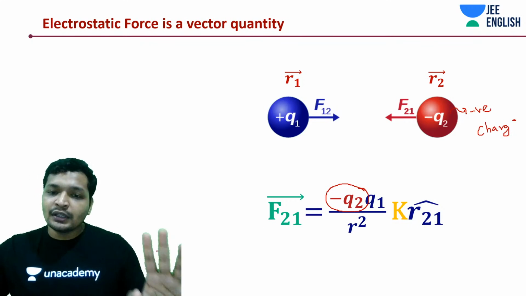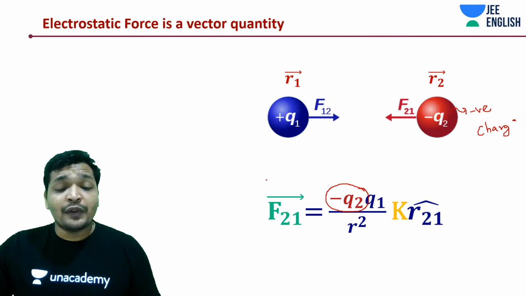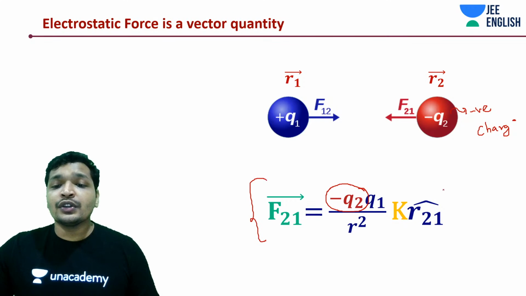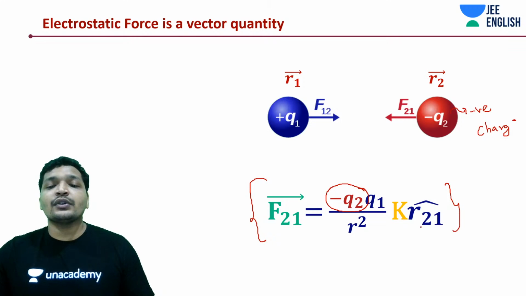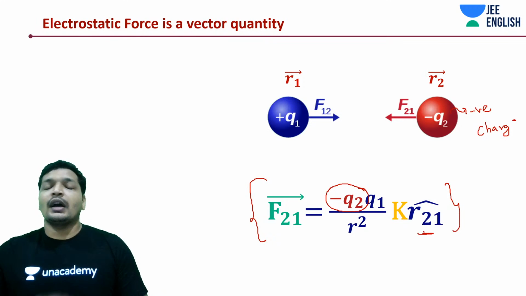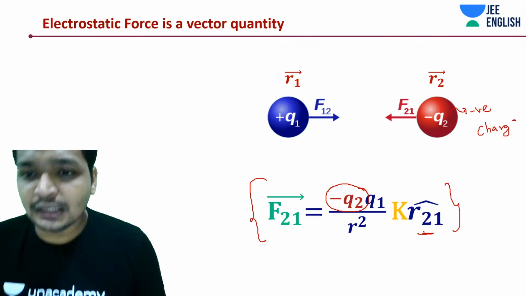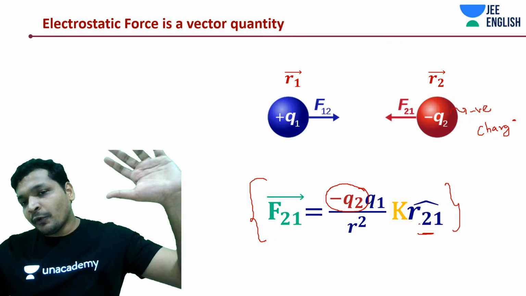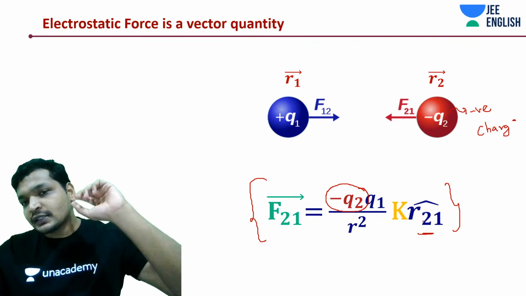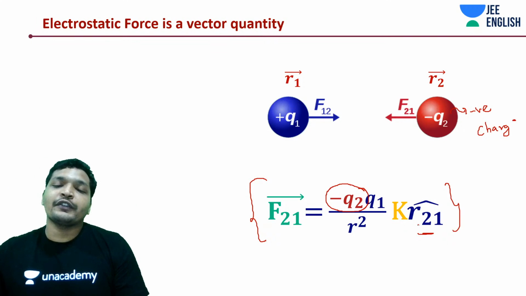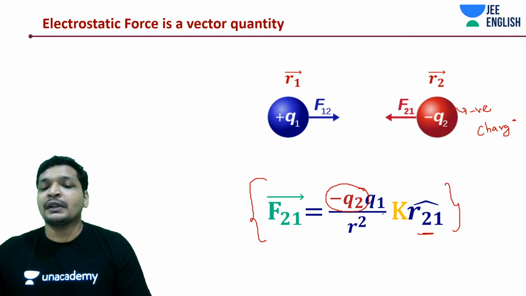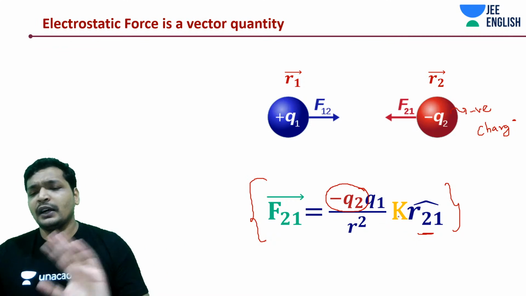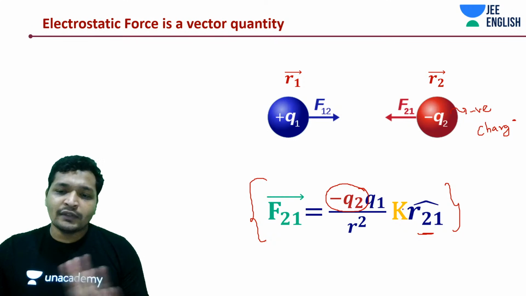Just substitute it, and then you will get F21 is equal to minus Q2 Q1 divided by R square into K into R21, right? Now notice, if you go back to the positive repulsive case, what was the value of F21? F21 was K into Q1 Q2 divided by R square into R21. This thing did not change.